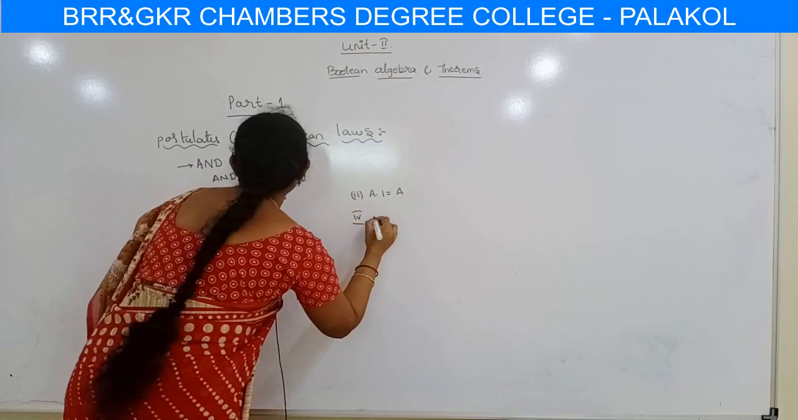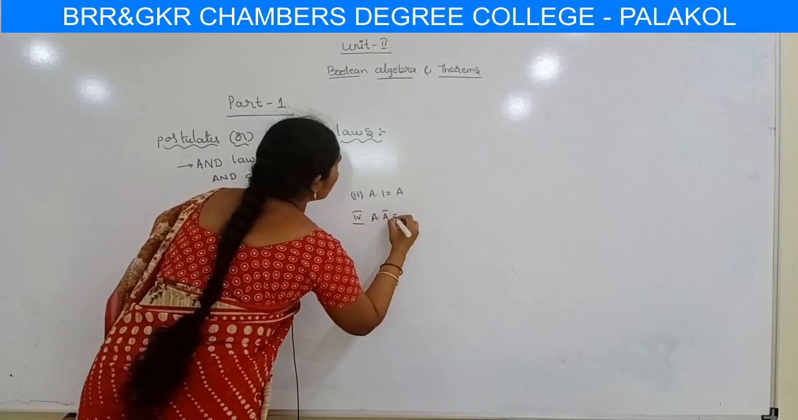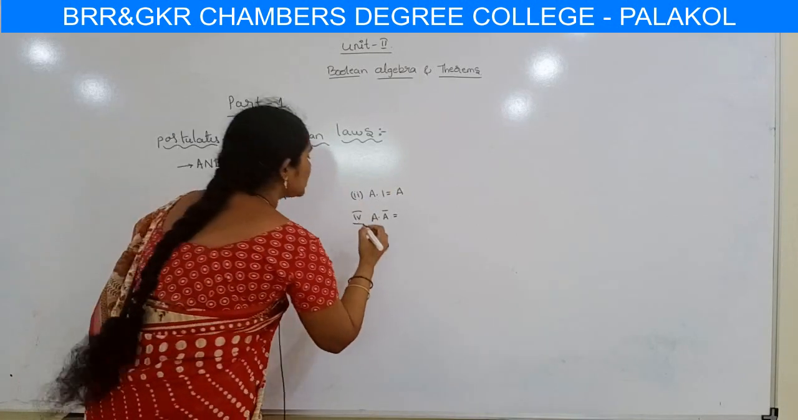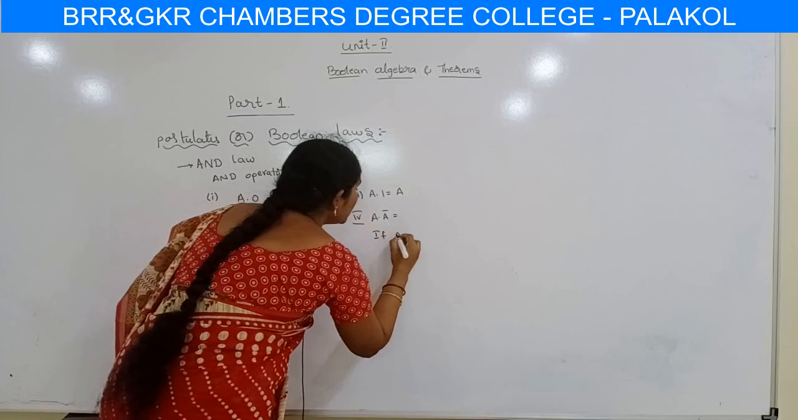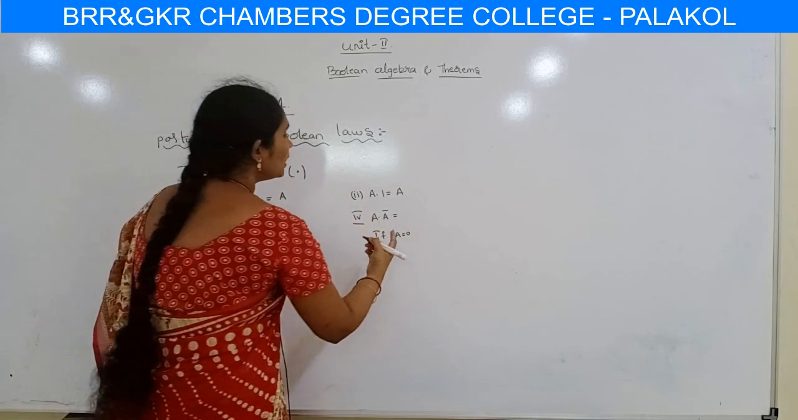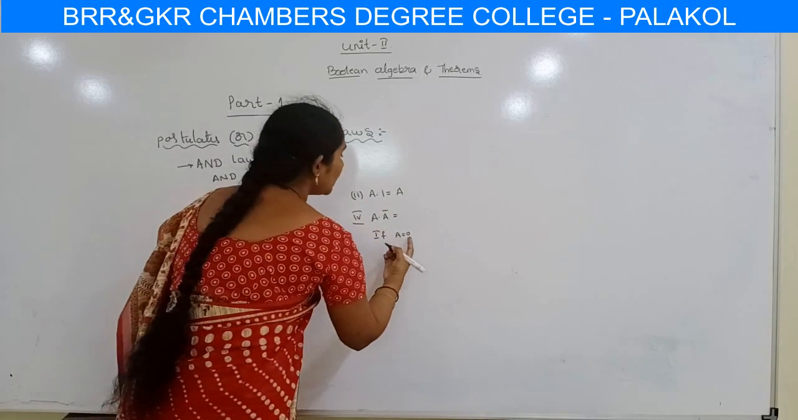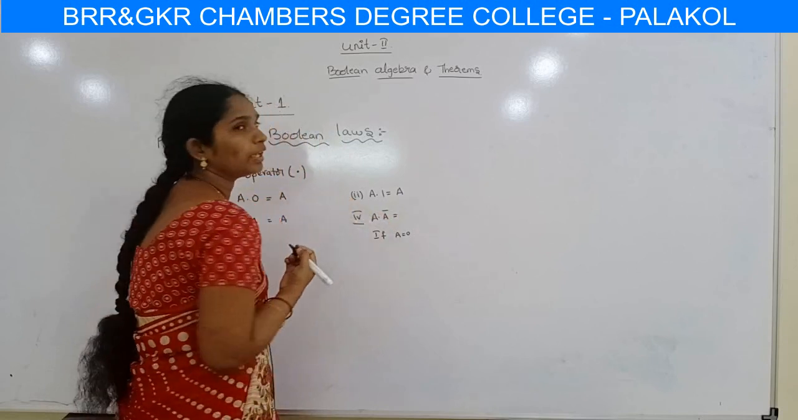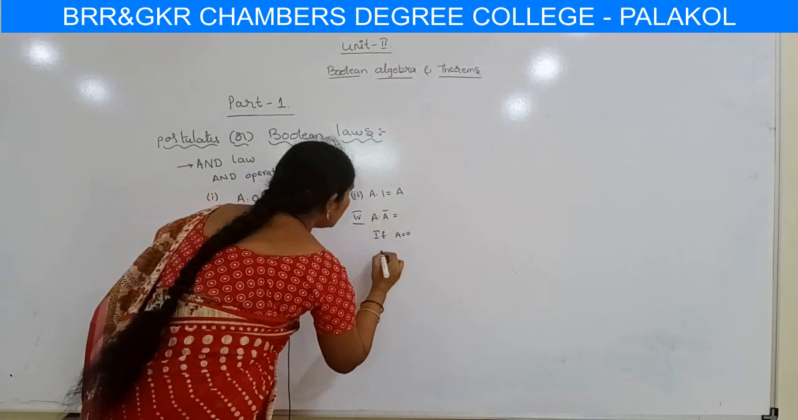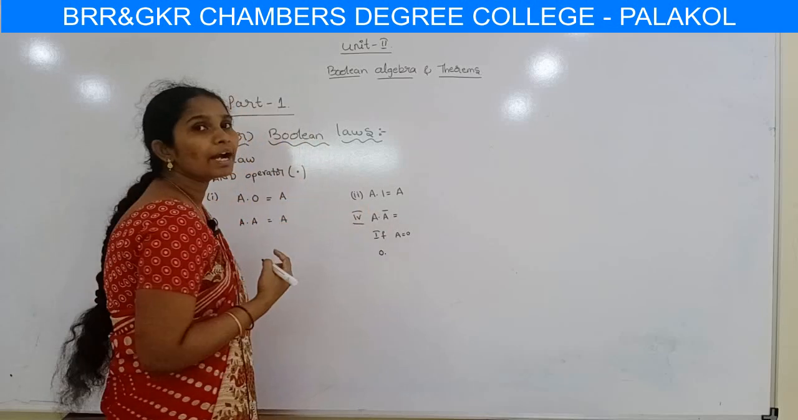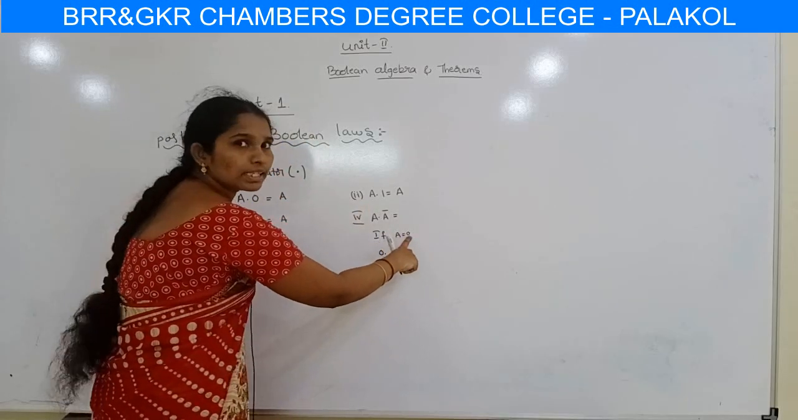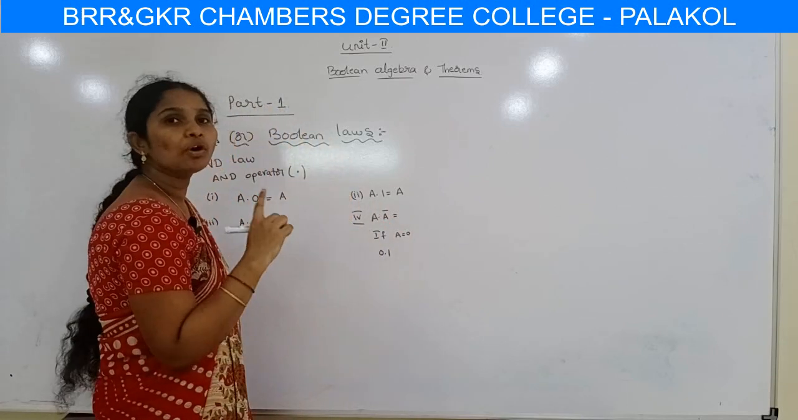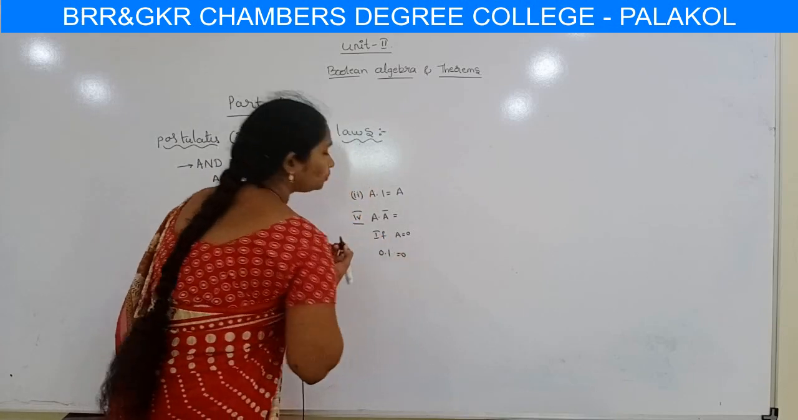The fourth one is A dot A bar is equal to how much? We have to calculate. For example, I consider A is equal to 0. Put A is equal to 0 in this equation, A dot A bar. A is 0, and A bar is nothing but the complement of 0, which is 1. So 0 dot 1 is nothing but 0.